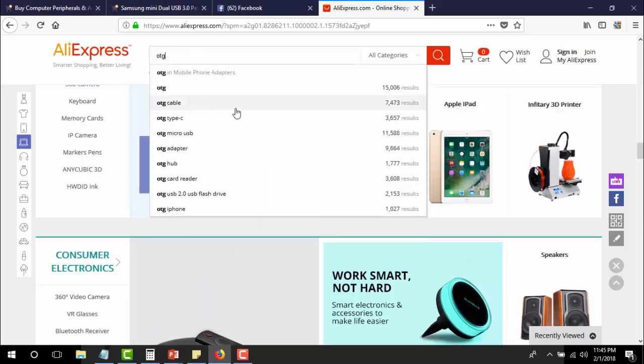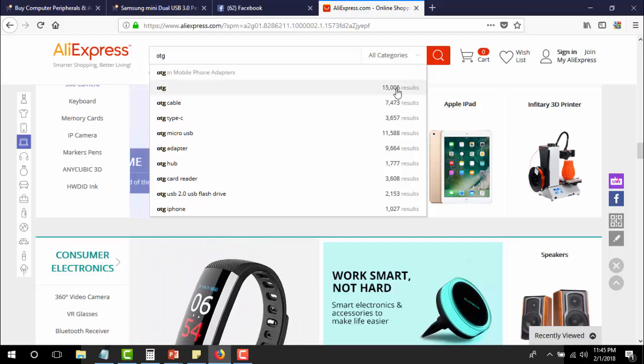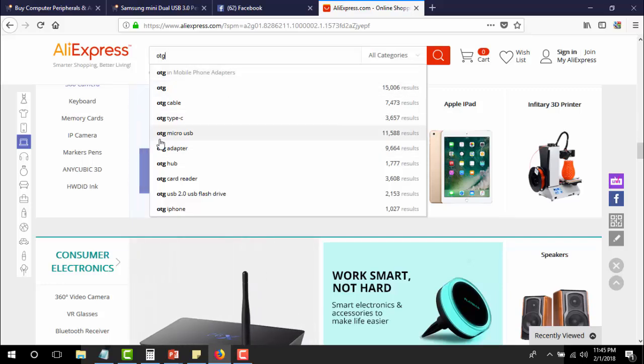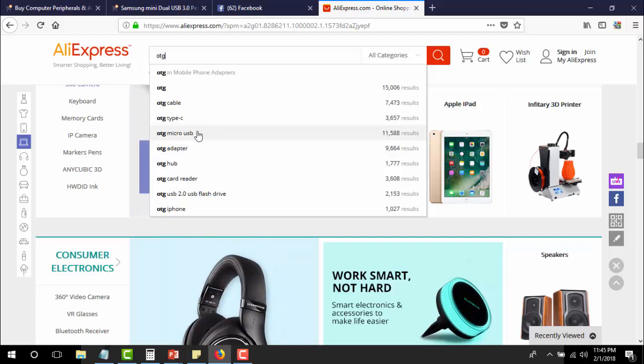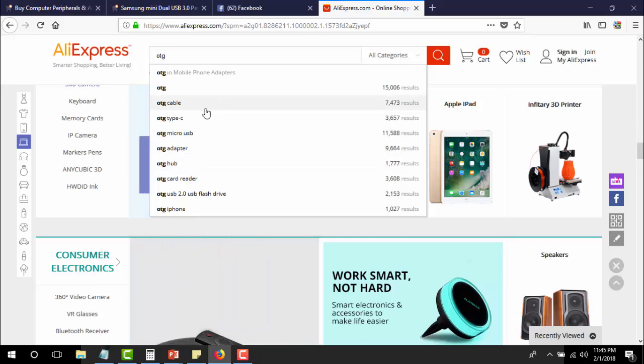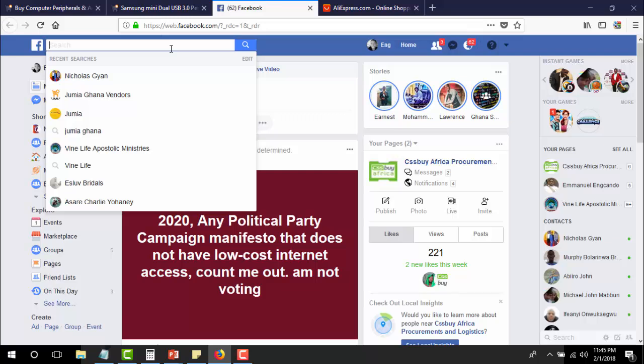So you can see OTG about 15,000. People search for it a lot. OTG, micro USB. This is what people search for. This is the highest people search for a lot. And adapters, which are not the flash drives, and service also. They can help you to find the product. But the best way I prefer getting this product is this, the hot in demand product. This is how I get them.